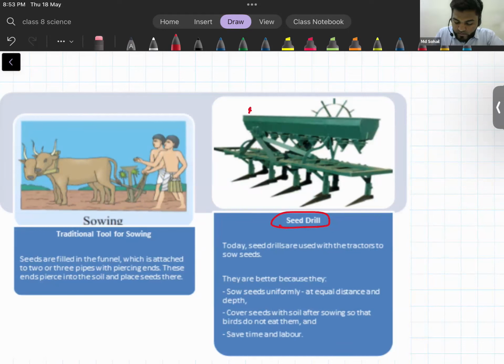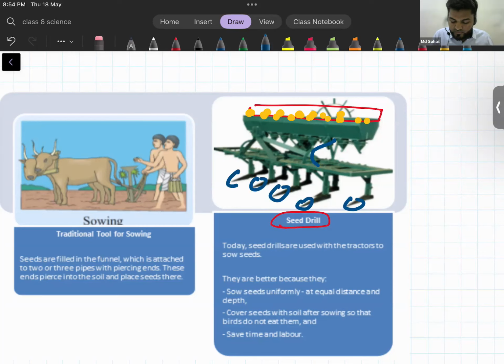Now, the structure which I'm underlining here, basically it was filled with the seeds. This container contains so many seeds in it, and here you can see it is attached to the bottom. So the seeds from this container came to here, and at equal distance the seeds were being planted into the soil.